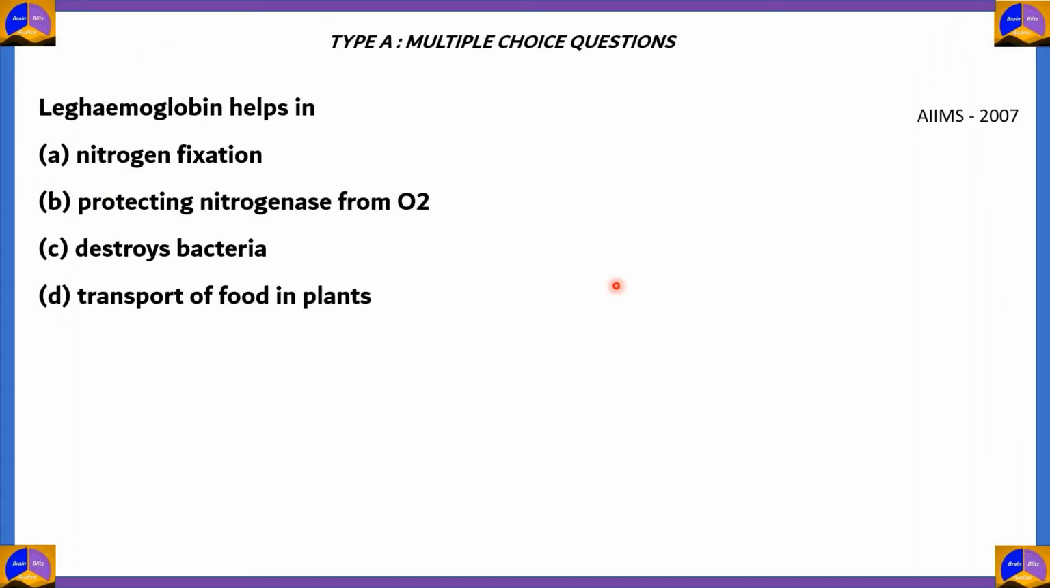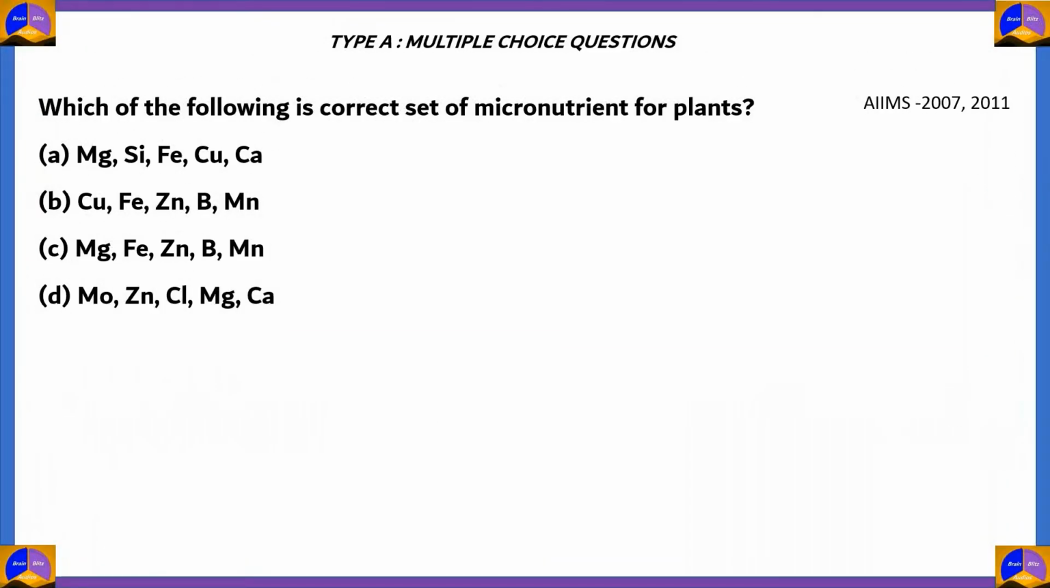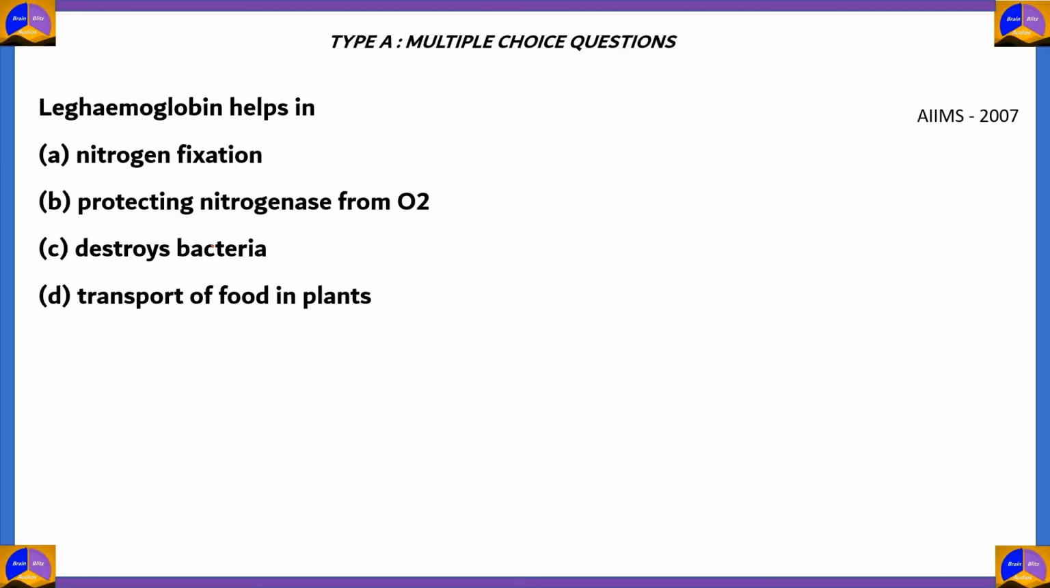Here's the first question. Leghaemoglobin helps in A. Nitrogen fixation, B. Protecting nitrogenase from O2, C. Destroys bacteria, D. Transport of food in plants. So, in order to understand this question, we need to find out what leghemoglobin does. And basically, it is a type of hemoglobin. So basically it absorbs oxygen. Having said that, let's look at the following options.